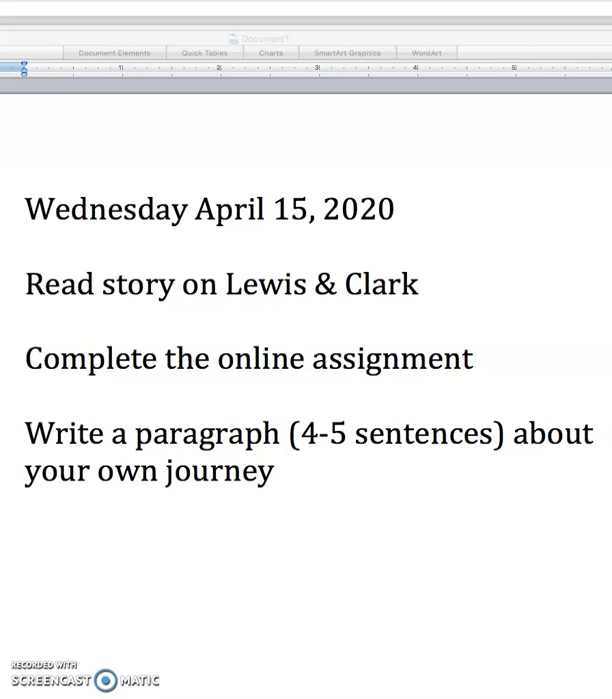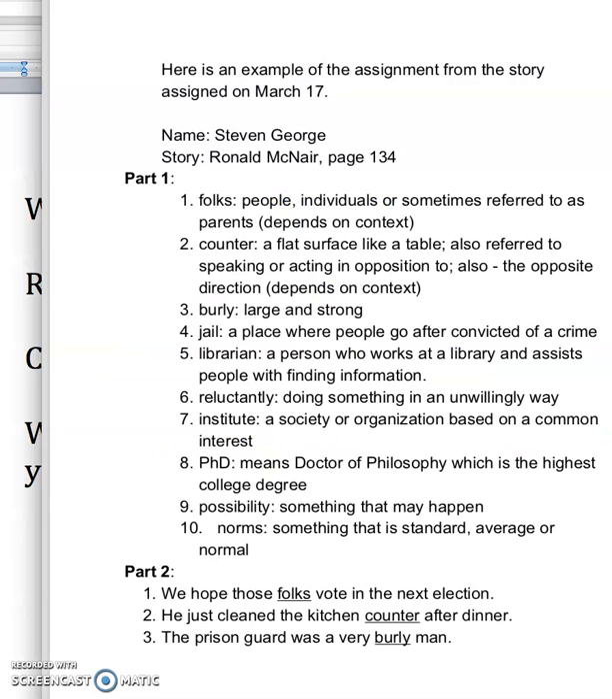I'm then going to ask you to complete the online assignment, which I'll review in 1 minute. And then afterwards, I'd like you to write a paragraph, which is usually around 4 to 5 sentences, about your own specific journey. So first, let's just review the assignment.